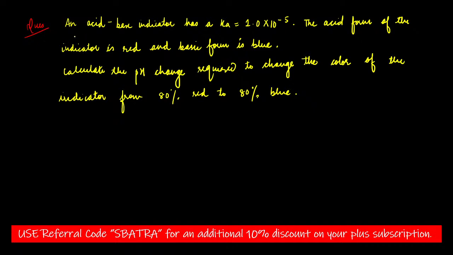So the question says an acid base indicator has a Ka value. So this is your Ka value, 1.0 into 10 to the power minus 5. The acid form of the indicator is red. Basically, the acid form of this particular indicator is red and the basic form is blue. Okay, so what we have to calculate? Calculate the pH change required to change the color of the indicator from 80% red to 80% blue. Okay, so this is your question.